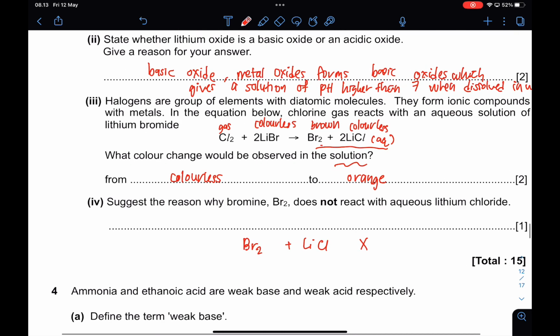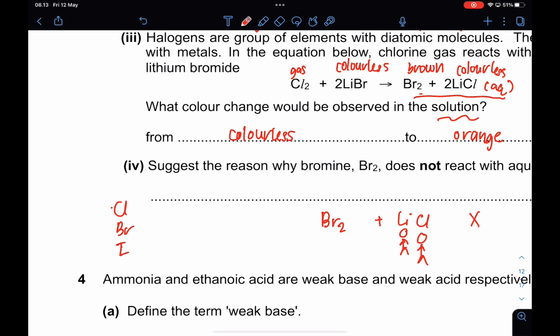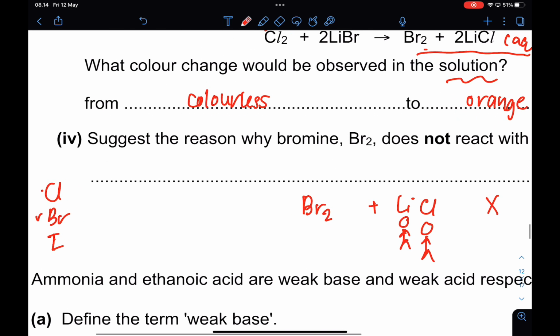Now, suggest a reason why bromine does not react with lithium chloride. Why is there no reaction? In this case, these are the couple, husband and wife. We know Cl, Br, and I. The one on top can displace the one below. If you look, Br is below Cl. What does it mean? Cl is already very handsome or very pretty, and this is an ugly girl.